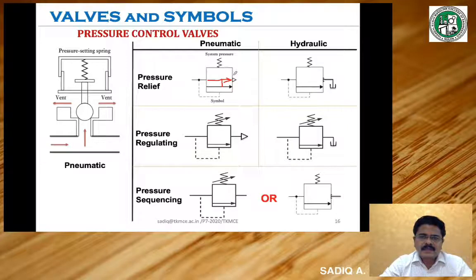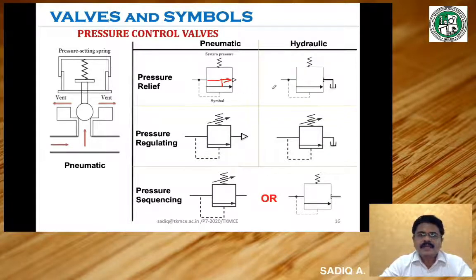So it is a rectangle and an arrow. The arrow will be in the flow direction, taking excess pressure from the inner circuit, and this happens against the spring load. This is a representation of a pressure relief valve, pneumatic type.